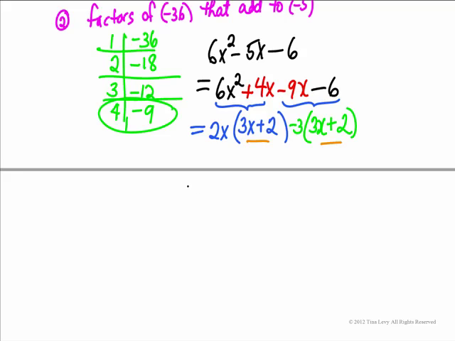Working that, the 3x plus 2 comes out, and I almost think of it as you pull it down. You get rid of those, and you're left with this 3x plus 2 canceling, and you have a 2x. This 3x plus 2 will cancel with this one, and you have a negative 3. And that is the factorization of that.